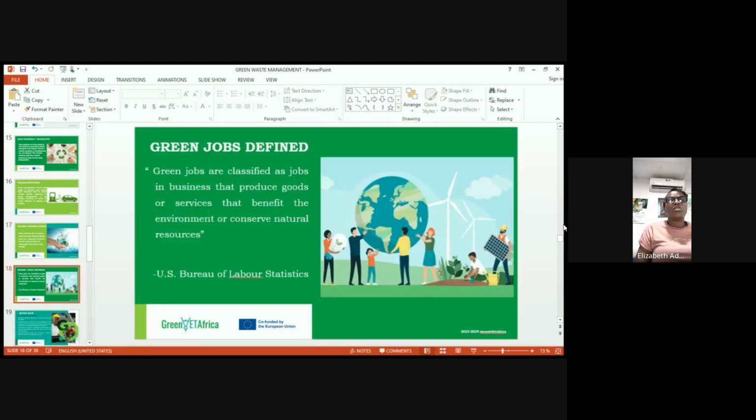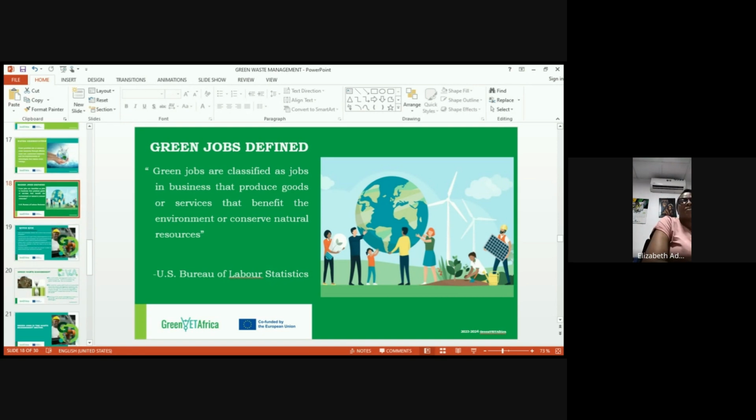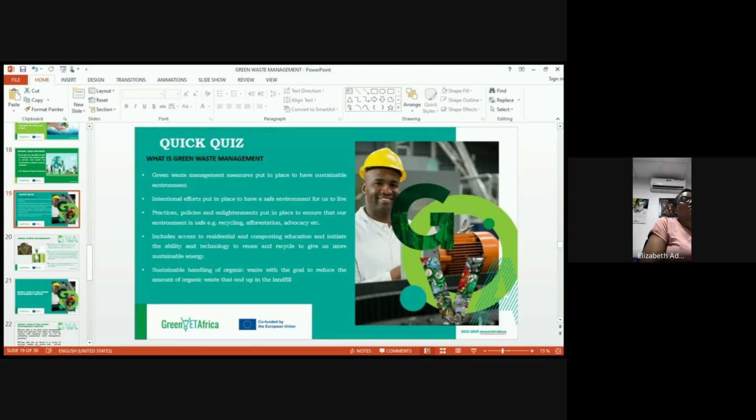We talk about green jobs. Green jobs are classified as jobs in business that produce goods or services that benefit the environment or conserve our natural resources. So in all of these I've mentioned, there are jobs that are created, there are personnel that are needed to do this job. So once you are involved in this, you can consider yourself as being a part of people that are in that green job space. So these are jobs that aim to reduce environmental impact and material use.